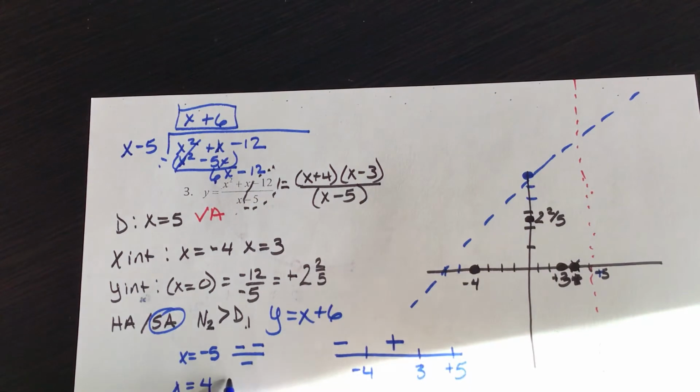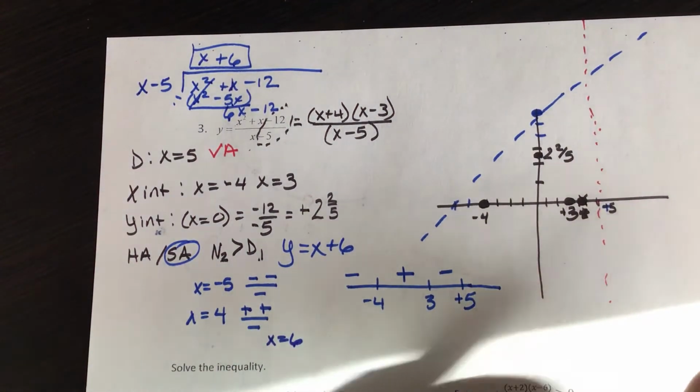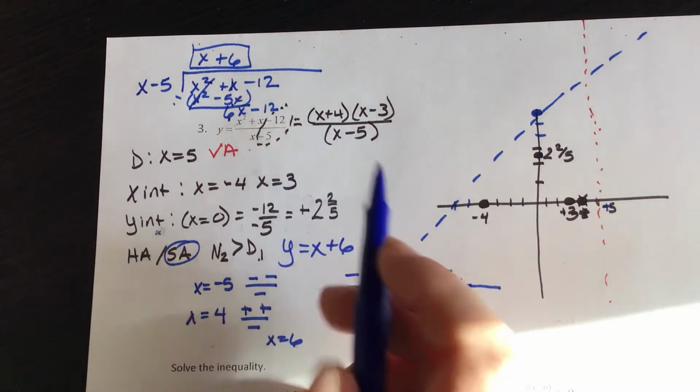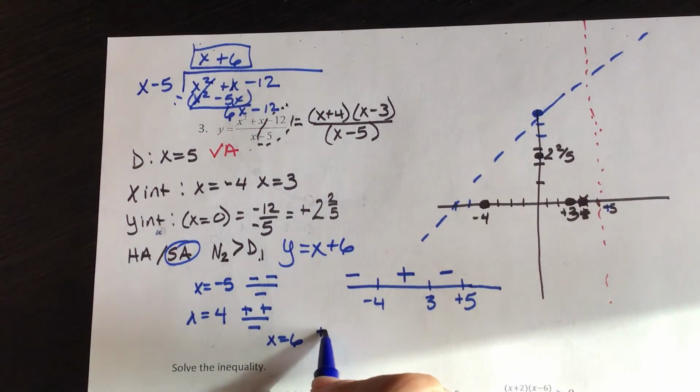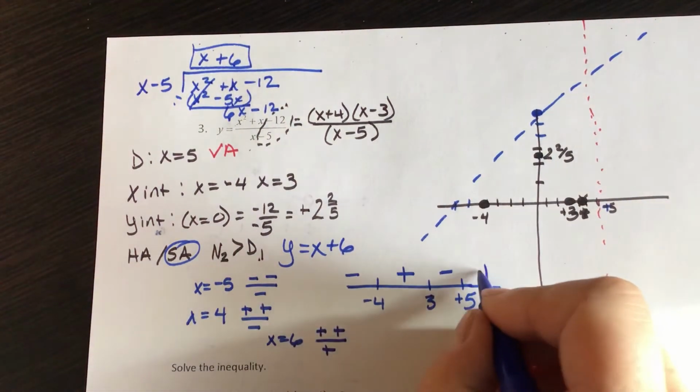Then between 3 and 5, let's check x equals 4. 4 plus 4 is 8, that's positive. 4 minus 3 is 1, and 4 minus 5 is -1. So this is negative in between 3 and 5. And then after 5, let's try x equals 6, or anything bigger than 5. 6 plus 4 is 10, that's positive. 6 minus 3 is positive, and 6 minus 5 is +1, so this is positive.